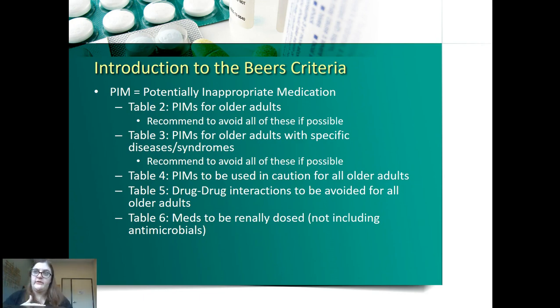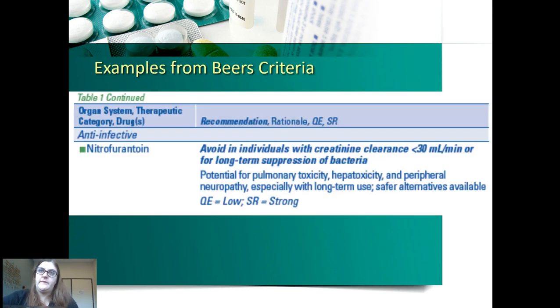There's some drug-drug interactions that are best avoided for all older adults, and I would take that very seriously. And then a list of meds to be renally dosed, not including antimicrobials, because we know that so many antimicrobials require renal dosing. So there's a few examples. These are pulled from the 2015 criteria, so if there's any changes, I added it.